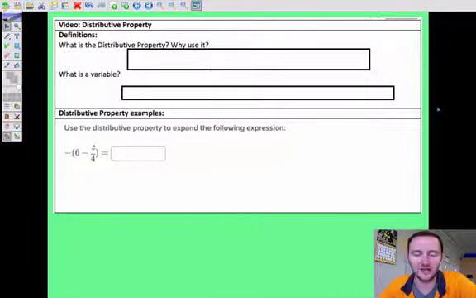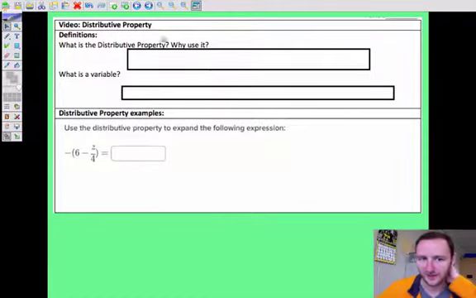Alright, next video is distributive property. This is something that you may know what it is. You may have forgotten what it's called, but I think you've seen it before. So we're going to start with what is the distributive property and why use it.